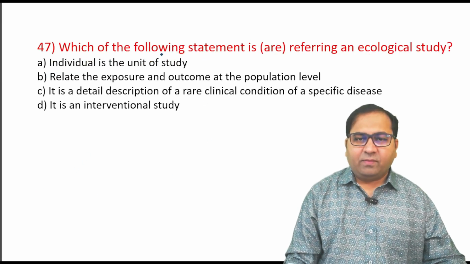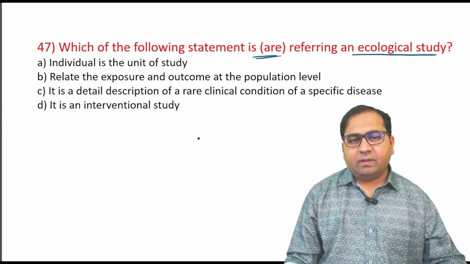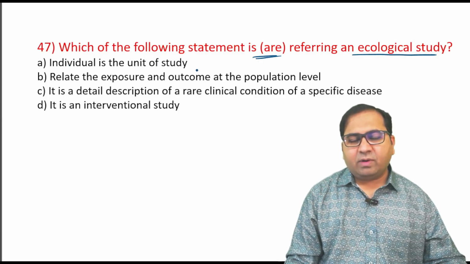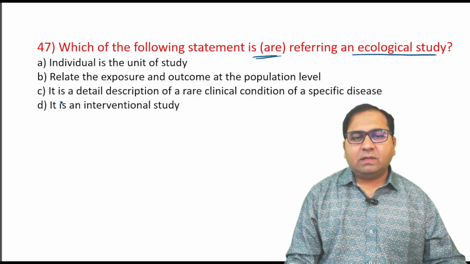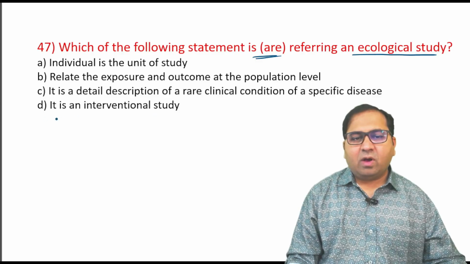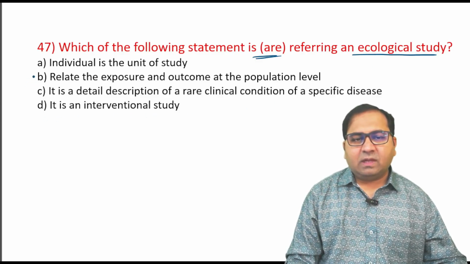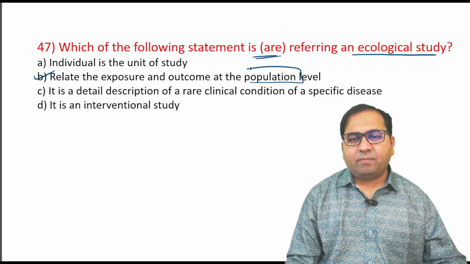Next question. Which of the following statement is or are referring to an ecological study? The options are A, individual is a unit of study, B, relate the exposure and outcome at the population level, C, it is a detailed description of a rare clinical condition of a specific disease, or D, it is an interventional study. The answer for this question is B, relate the exposure and outcome at the population level.